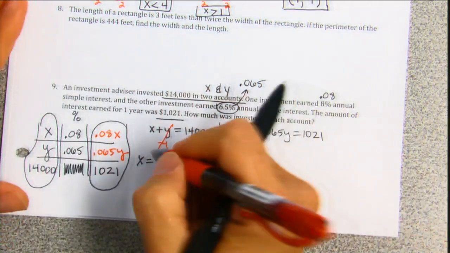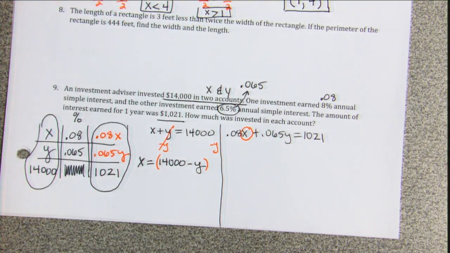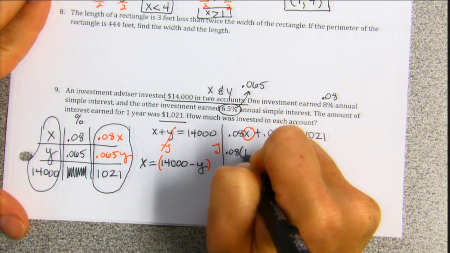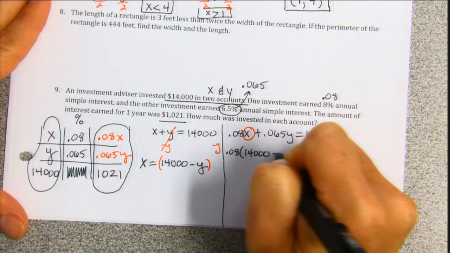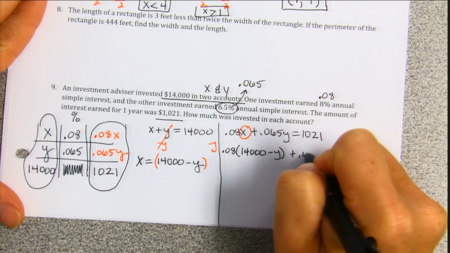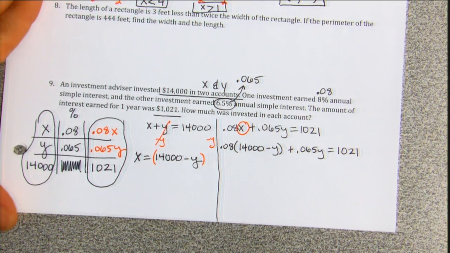So remember, we take this now and we plug it in for x. So we'll just have some y's and we get to solve for y. So 0.08 times 14,000 minus y, and then we rewrite the rest of that problem. Plus 0.065y equals 1021. What do we do next? Distribute. We want to get rid of those parentheses.